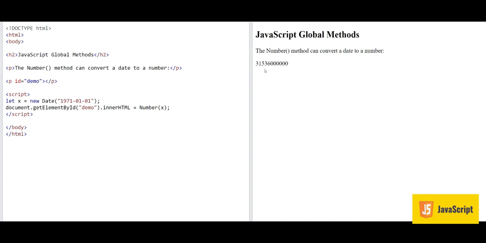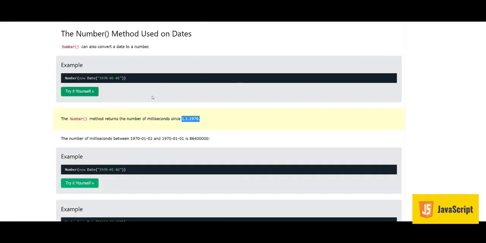31, I believe, billion. 31 billion milliseconds, right? So this is how the Number method, when applied on a date, converts that date to milliseconds starting from 1.1.1970. Okay, so next let's move forward.